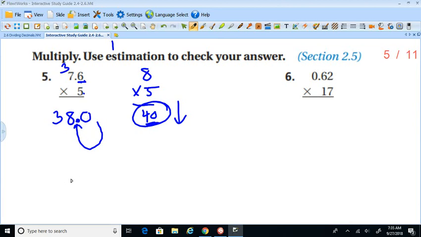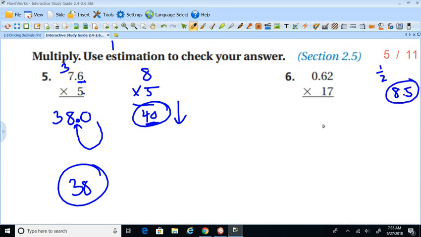Number 6, 0.62, that's about 1/2. And half of 17 is about 8.5. So our answer should be about 8.5. It'll be around there. Now we can count the magic numbers. We have 2. So 2 is our magic number for number 6.